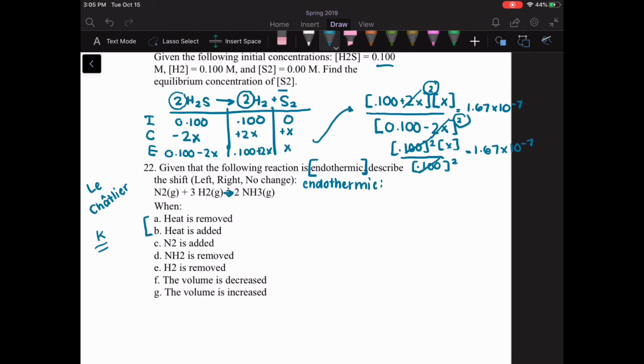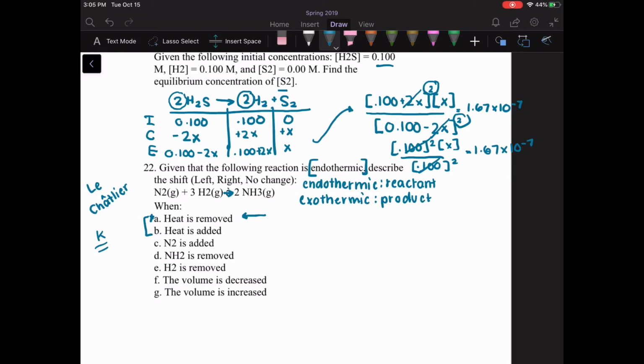So I consider something that's endothermic to be a reactant because I have to add it to the reactants to make the reaction proceed, versus something that's going to be exothermic. It's going to release energy. So something that releases energy can also be considered a product, right? So if I remove heat, like in part A, that's essentially removing a reactant. So to compensate for that, the reaction is going to go to the left.